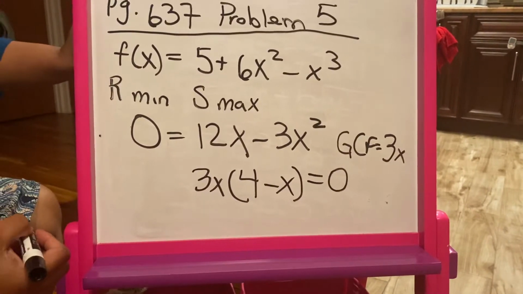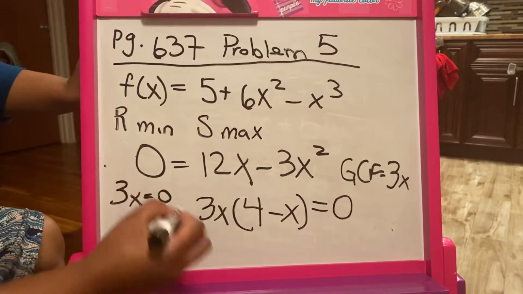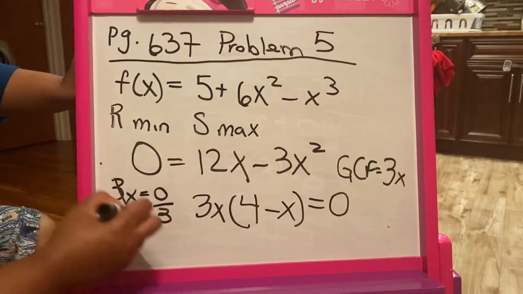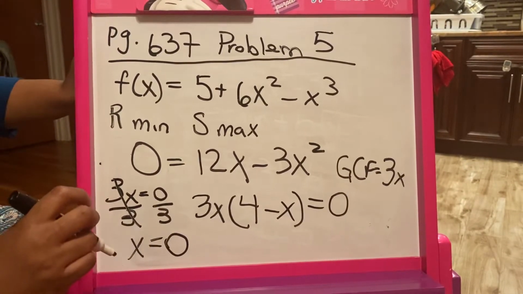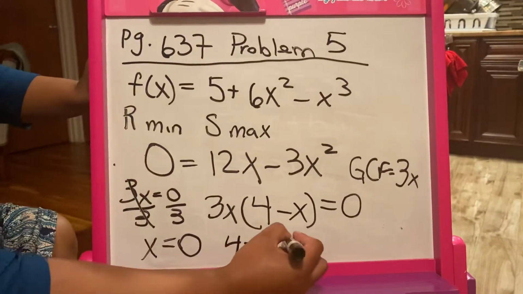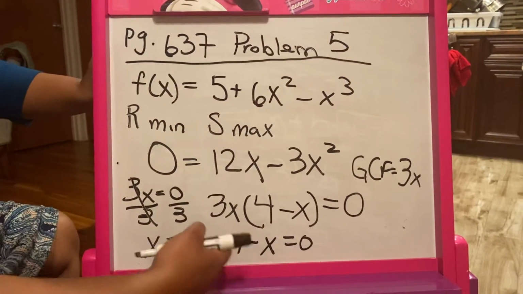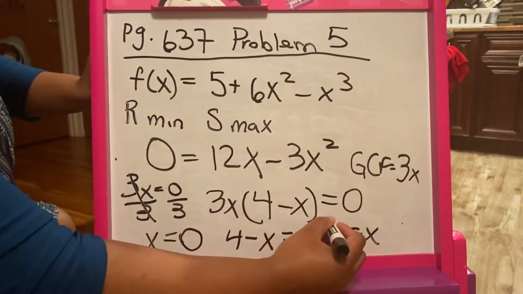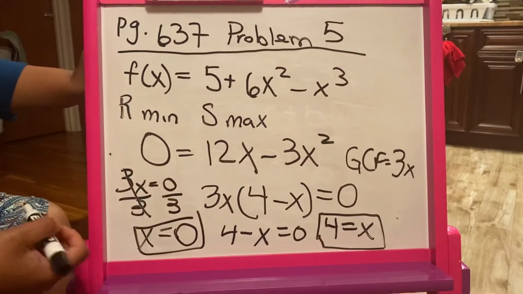Now, how do I find what x is? I'm going to do 3x equal to 0, which means I divide both sides by 3, and I get x equals 0. So that's one of my critical points. Then I'm also going to set 4 minus x equal to 0, which means in order to get x by itself, I'll add x to both sides, and that means x equals 4. And that means that I have two critical points, x equals 0 and x equals 4.